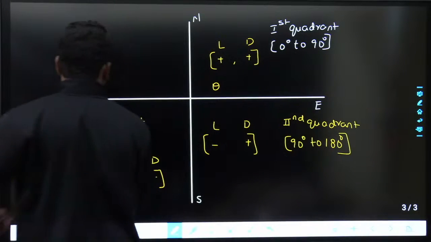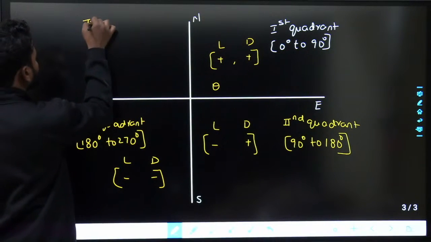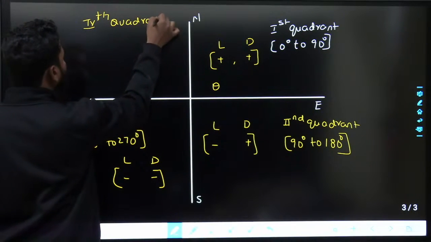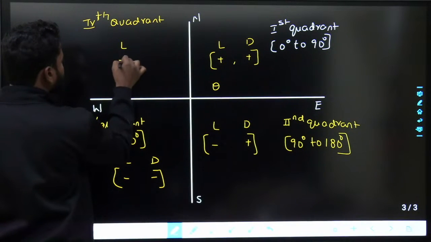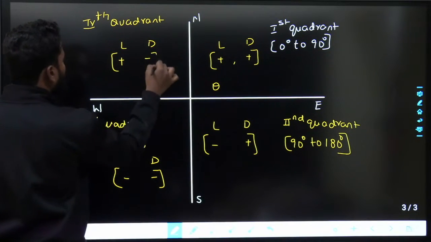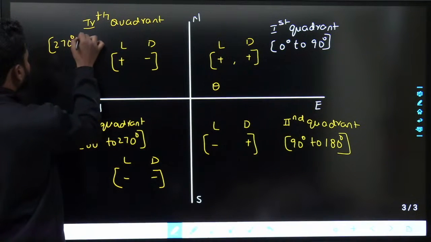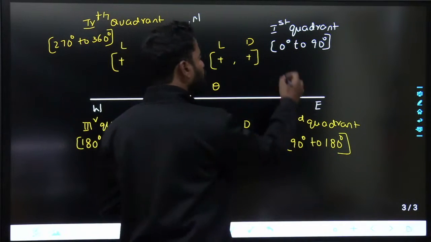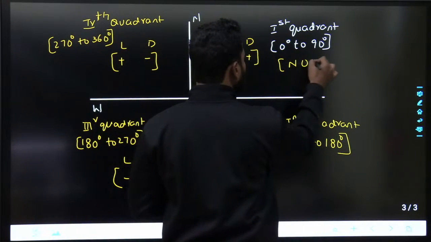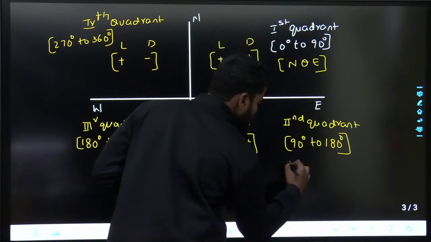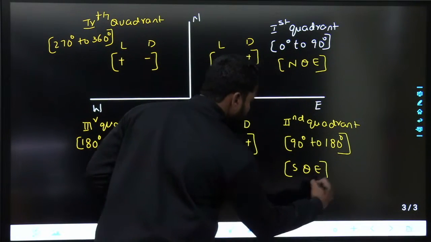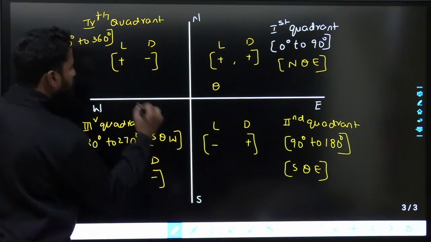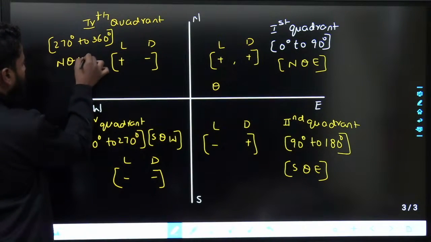And finally the fourth quadrant. In the fourth quadrant latitude is positive, departure is negative. The angle is between 270 degrees to 360 degrees. If you want to write reduced bearings, north theta east, this one would be south theta east and this one would be south theta west. These are reduced bearings and this is north theta west.